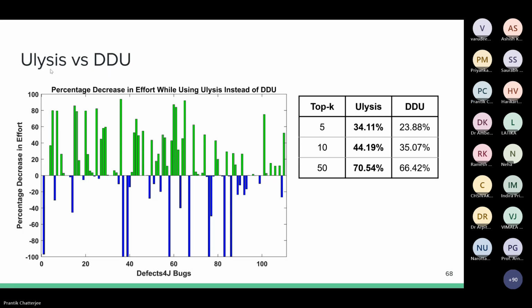So obviously this is a significant improvement, and you can actually use Ulysses to generate test suites which are optimal for diagnosability.